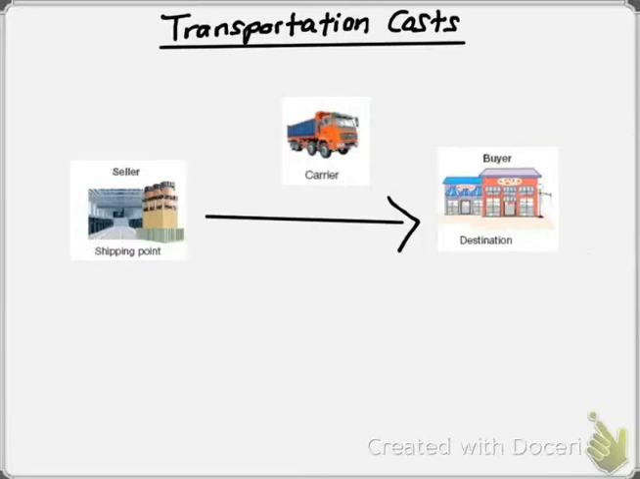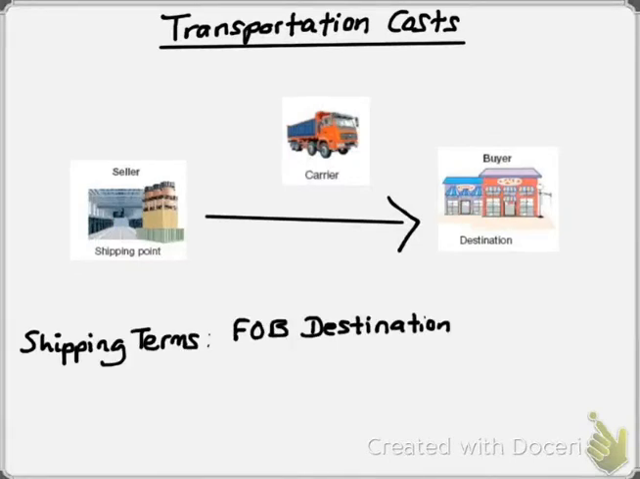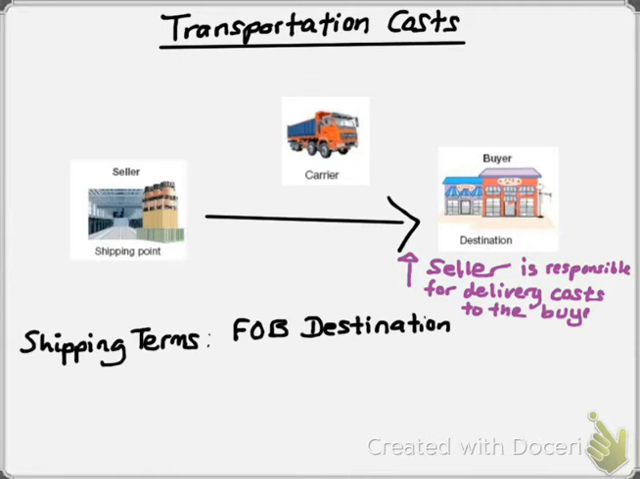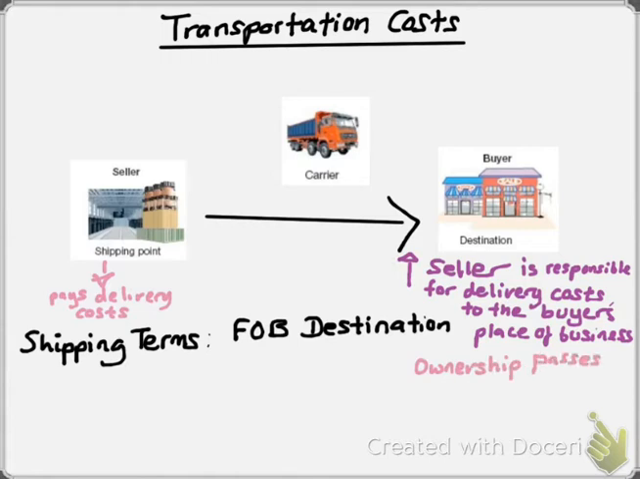Now let's look at the next term. The other one's called FOB destination. Where's the destination? The destination is the buyer's place of business. So if we are purchasing items, the seller will quote a price and that price will be the price to deliver it to our warehouse. In this case, the seller delivers it to our warehouse. The seller will take care of paying the shipping costs, and ownership passes the minute that it's delivered to the buyer's place of business.